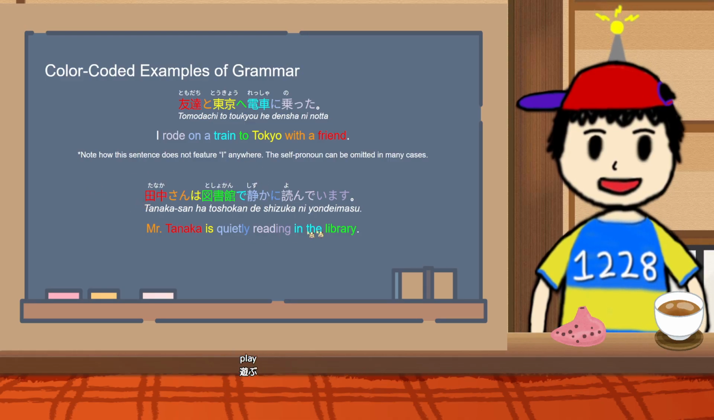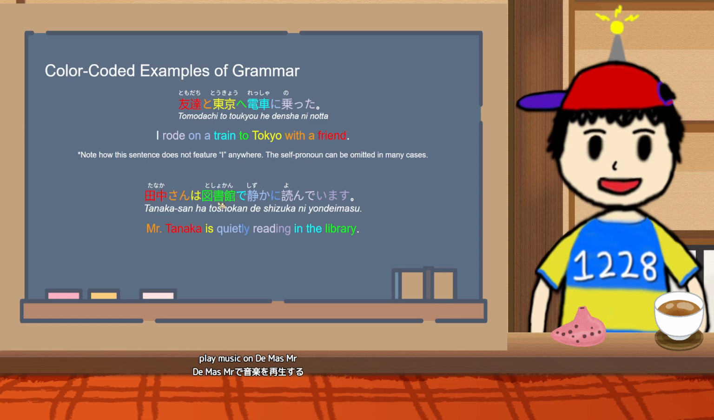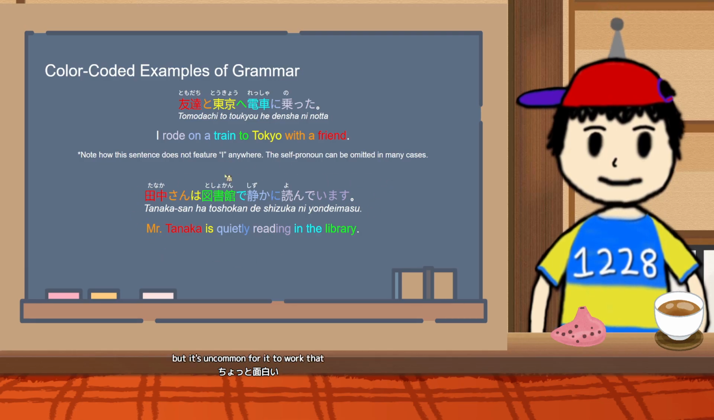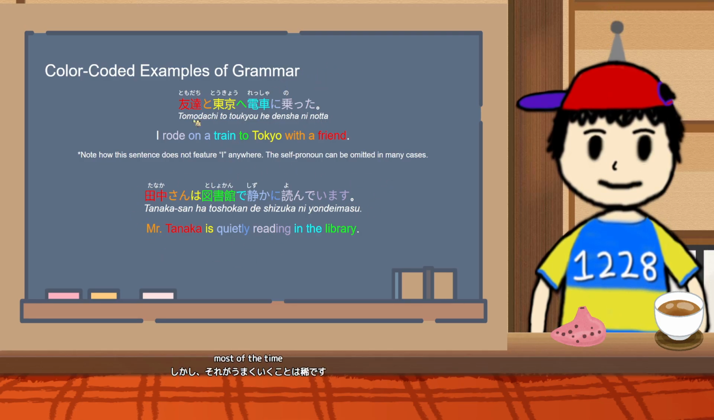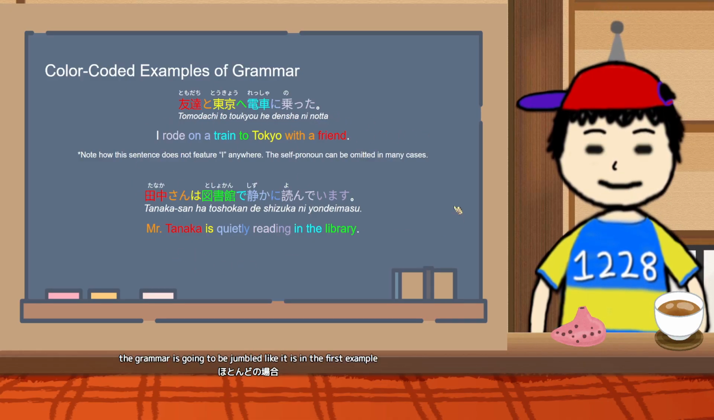I could actually make this sentence verbatim in English say what is written here. Tanaka-san wa toshokan de shizuka ni yondeimasu. Mr. Tanaka is in the library quietly reading. It can be done. It sounds a little funny, but it's uncommon for it to work that way. Most of the time, the grammar is going to be jumbled like it is in the first example. But this is how the Japanese grammatical structure goes to English.